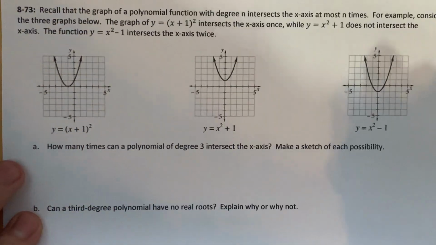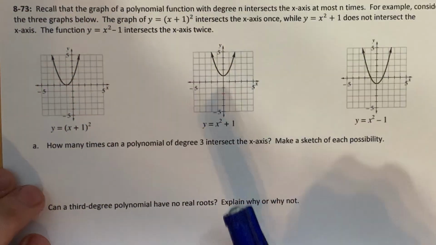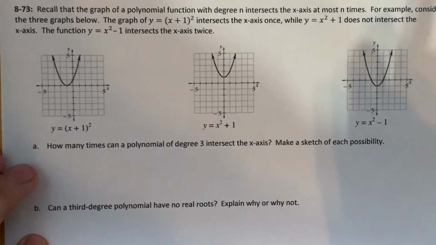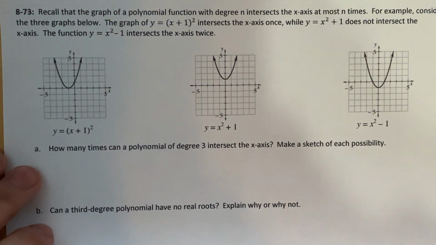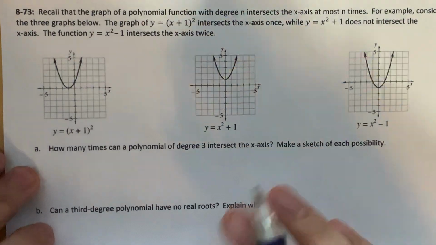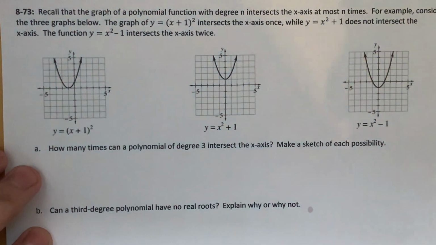So let's read part A. How many times can a polynomial of degree 3 intersect the x-axis? Make a sketch of each possibility. So what do we know about a polynomial of degree 3? It has opposite end behaviors. And because of that, we know it has to have at least 1 real root, because one of those end behaviors has to cross through. And what is the maximum number of real roots with a degree 3? How many times can it intersect the x-axis? Right, 3 times.